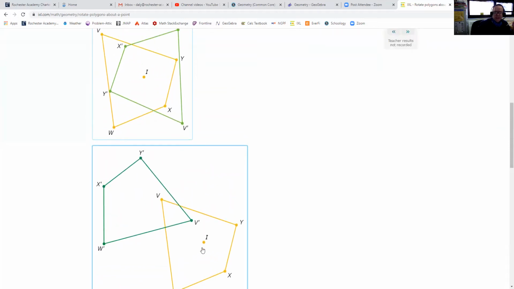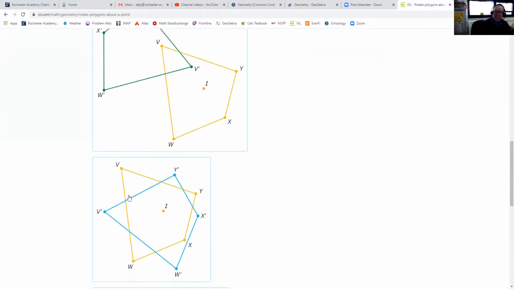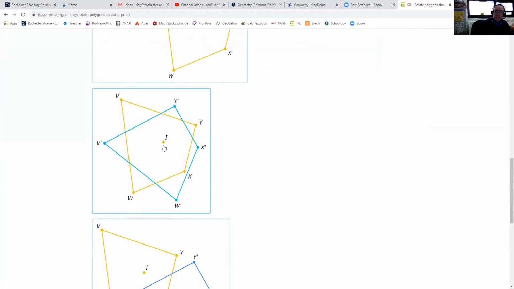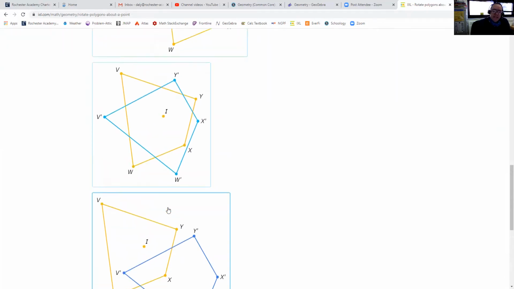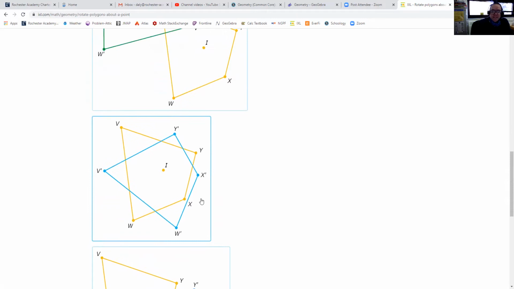Here, you notice that I is in the middle of the original figure, but it isn't in the middle of the image. So this, once again, is not a rotation around I at all. This one looks promising. Y prime is above and a little bit to the right, just like we expected. And here's another one of those cases where the center of the rotation is in one of the quadrilaterals, but not in the other. So that's definitely not it. So this was a case where we could rule out two of the cases immediately.